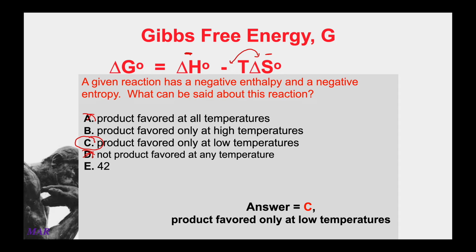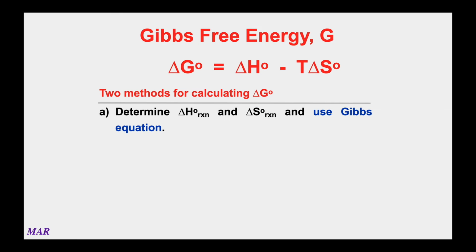On the other hand, at higher temperatures, then negative T times negative delta S makes for a positive value. Positive values can overpower delta H if they get large enough, and you'd have a non-product favored reaction. To figure out delta G, the way that people usually do it is delta G equals delta H minus T delta S, and that's a great thing. They call that the Gibbs equation, by the way. But there are other ways to calculate delta G.